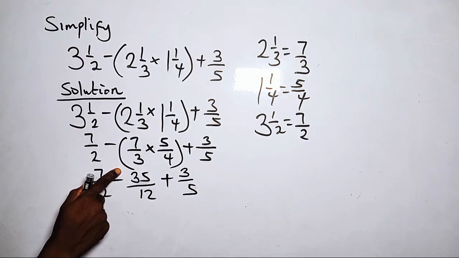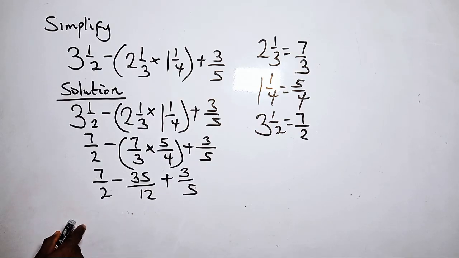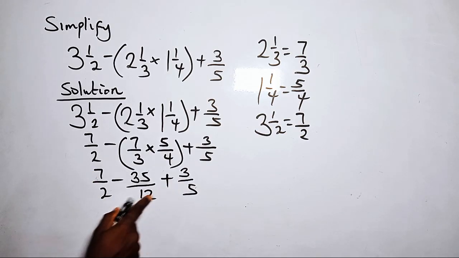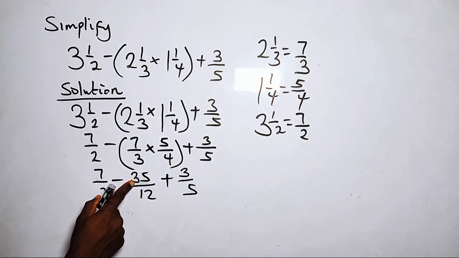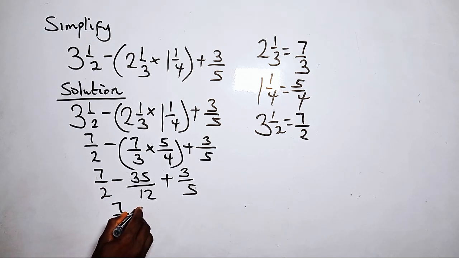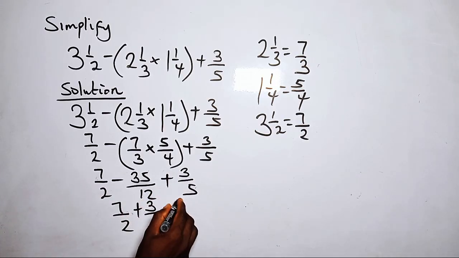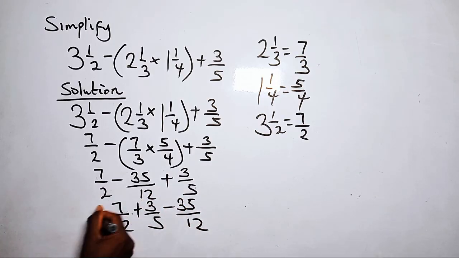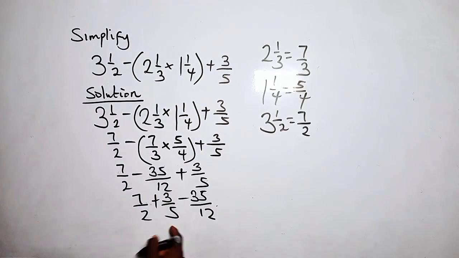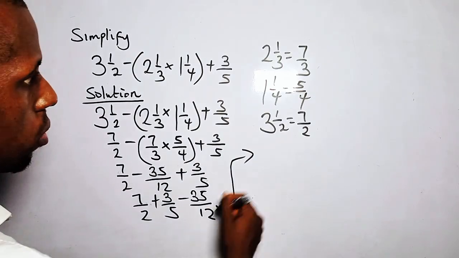Now that we have simplified the bracket, what comes next is addition in our BODMAS. For addition, we add this to this, so we have to rearrange. We can't add this directly because it's affected by the negative sign. So when we rearrange, we have 7 over 2 plus 3 over 5, minus 35 over 12. What do we do from here? We have to look for the LCM of 2, 5, and 12. And how do we do that?